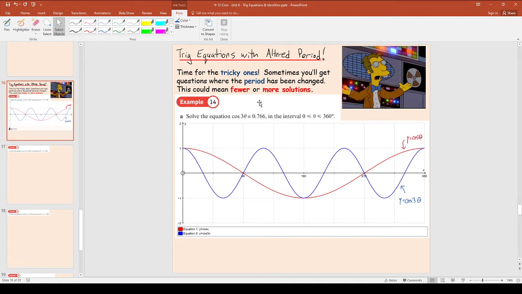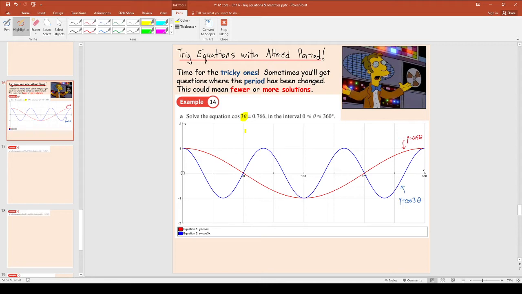Right, buddies. So I'll show you what I mean by having an altered period. In all of the previous ones, you've done things like cos of theta equals 0.5 or sine of theta equals 0.2. Stuff like that you've done. But now, here's the difference. Can you spot that this is cos of 3 theta?